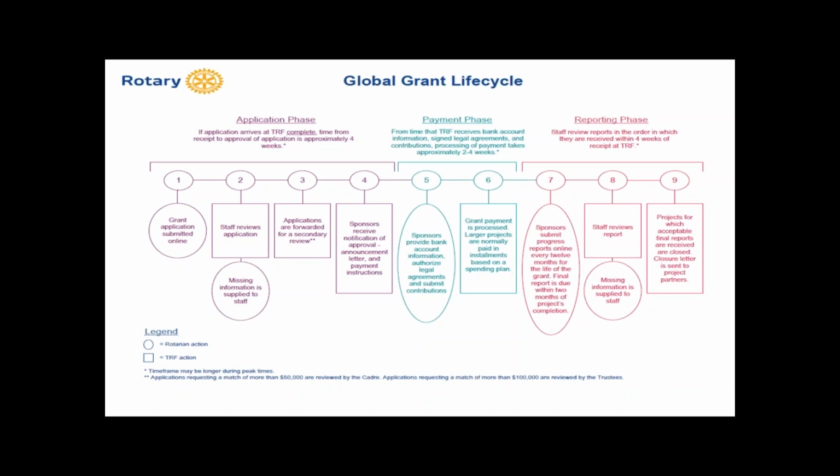So that's at this part, right? The application is submitted online, and then staff looks at it. Me too, I look at it and I watch it. If there's any misinformation, the staff will send you a letter or email saying we need this, this, and this. Applications are then forwarded for a secondary review. Sponsors receive notification of approval, an announcement letter, and payment instructions. If everybody does their homework, you could have this part completed in 4 weeks. But that's a mighty big if.